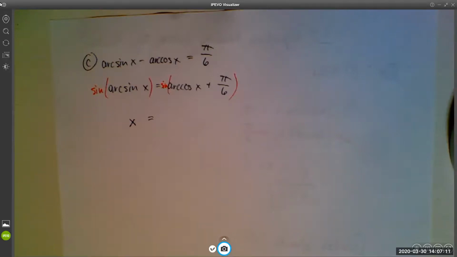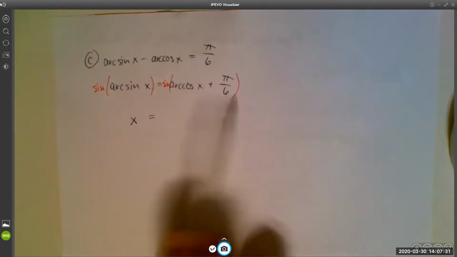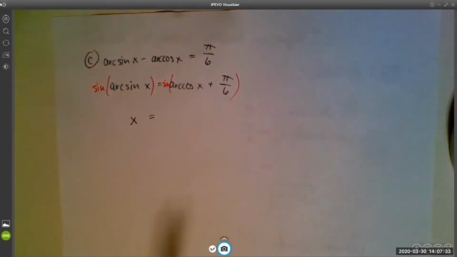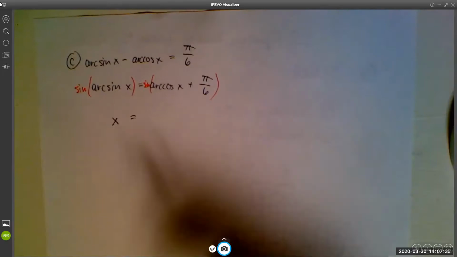I'm stumping myself. Let me look at what your book has to say when it gets to this point. Ah, yes, yes, yes. It applies a sum formula. Oh, that makes sense. Okay. Yeah, very clever. Okay, so let's see.